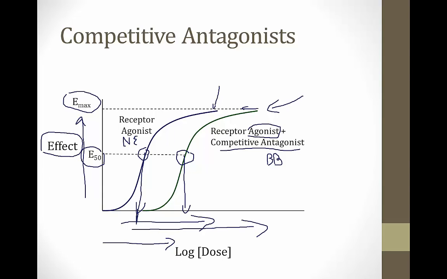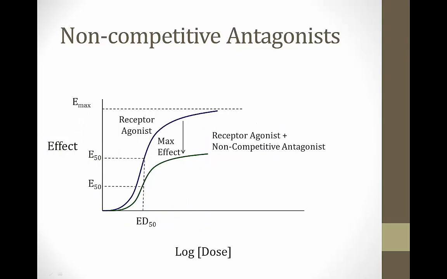You need more dose of norepinephrine in order to achieve 50% of the max effect, because you've got to add extra dose to overcome that competitive antagonist of the beta blocker. Now let's talk about what would happen if you added a non-competitive antagonist. So recall that a non-competitive antagonist is going to bind to the beta receptor at a different site from norepinephrine.